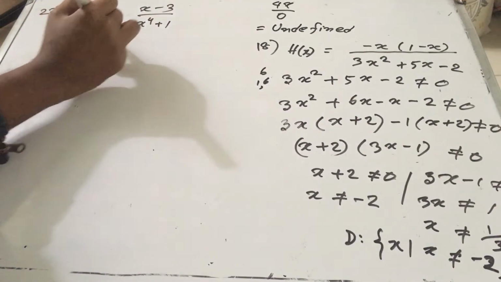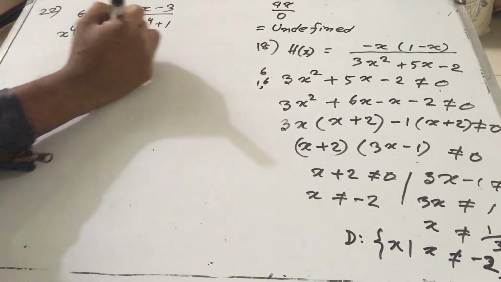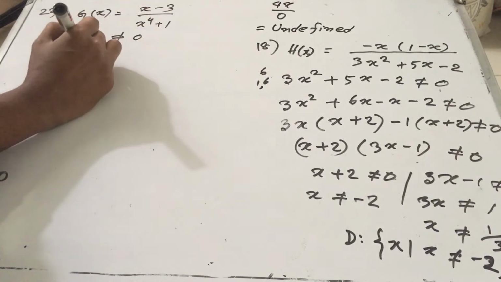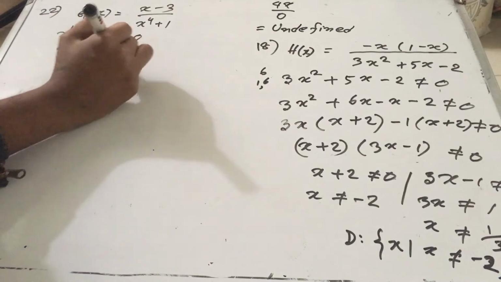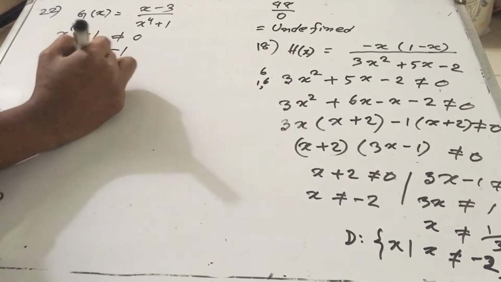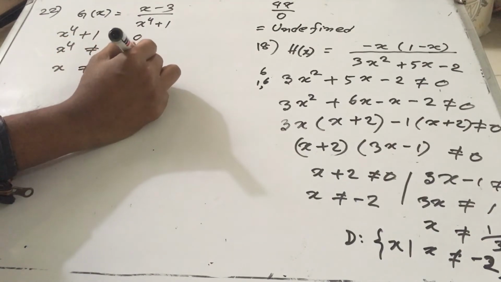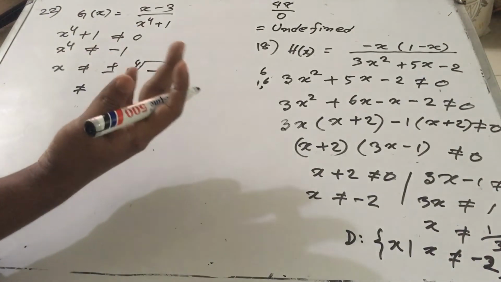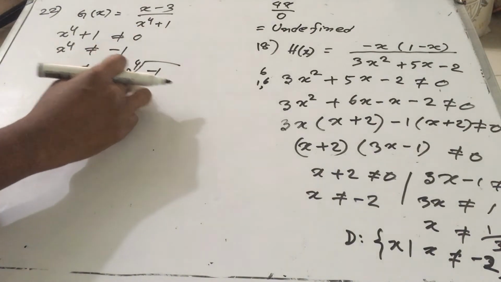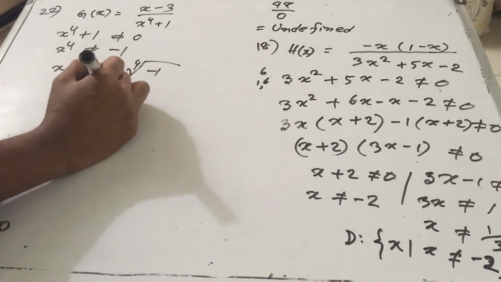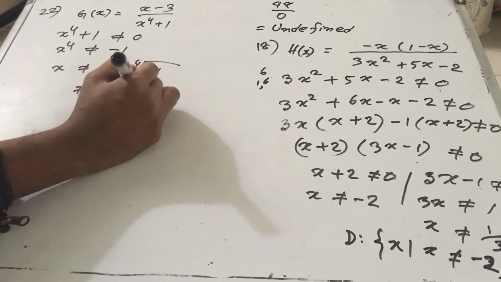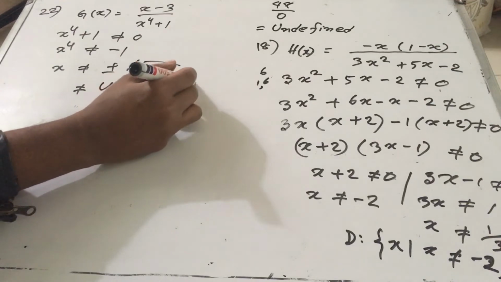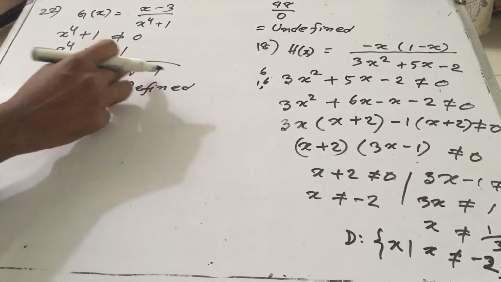This is interesting math. See what happens. This cannot be 0. If I write x to the power 4 equals minus 1, then x equals plus or minus the fourth root of minus 1. Now if you try it in the calculator also, the fourth root of minus 1 is undefined. So this value is undefined.